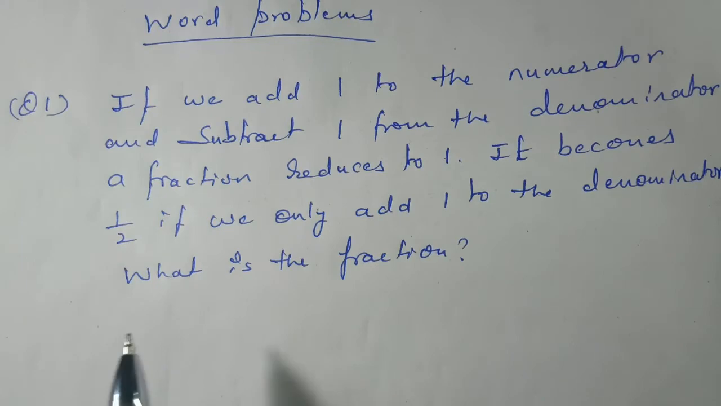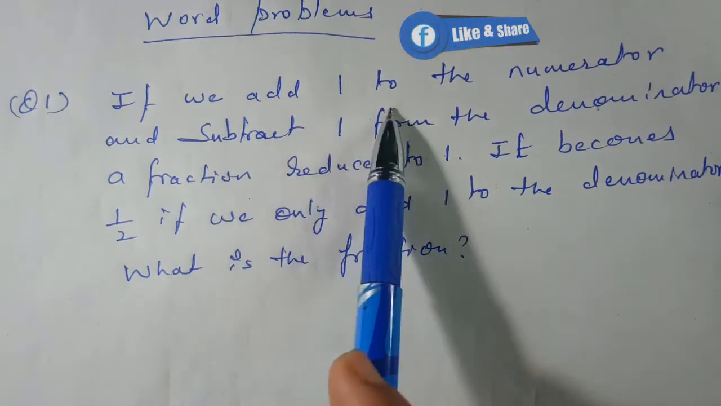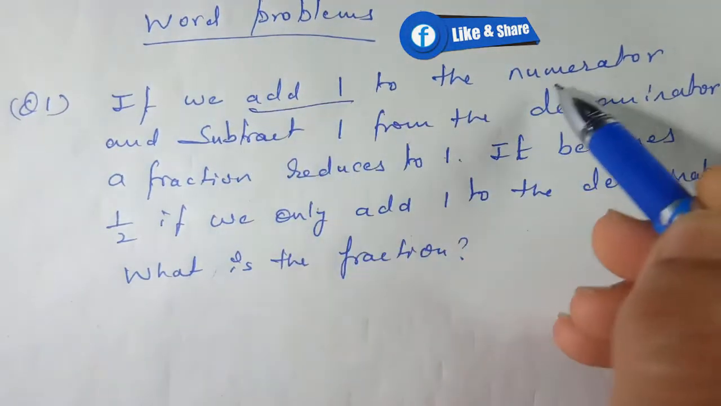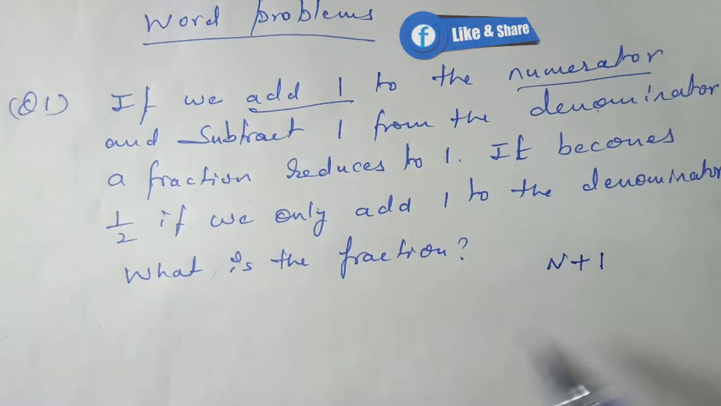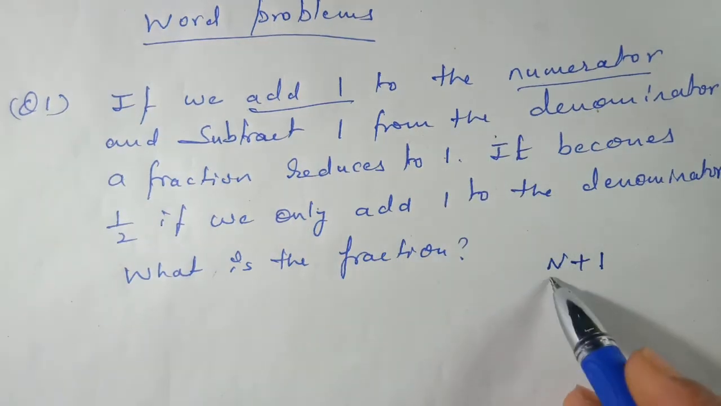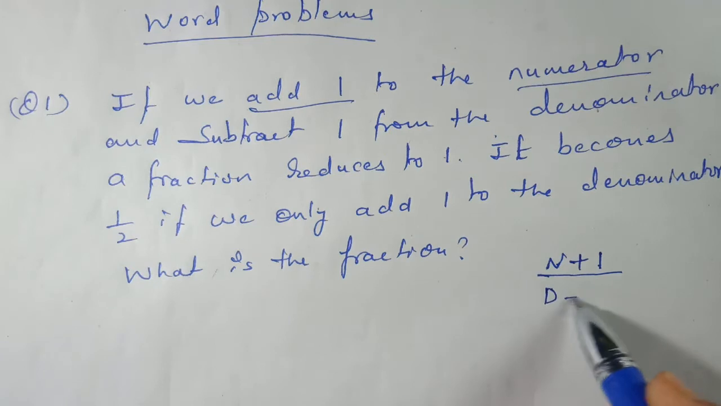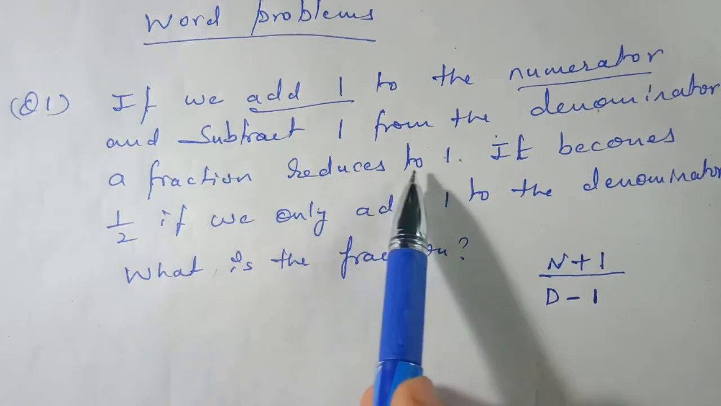Yes, student, today we are going to solve a word problem. The question is: if we add 1 to the numerator and subtract 1 from the denominator, the fraction becomes 1. The denominator, we know, is written at the base of the numerator.